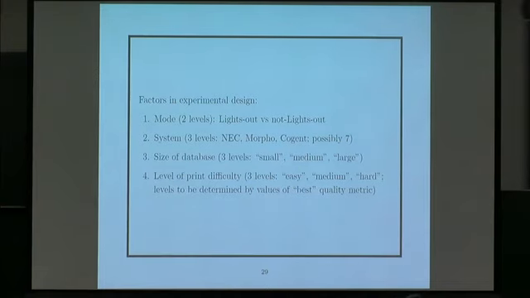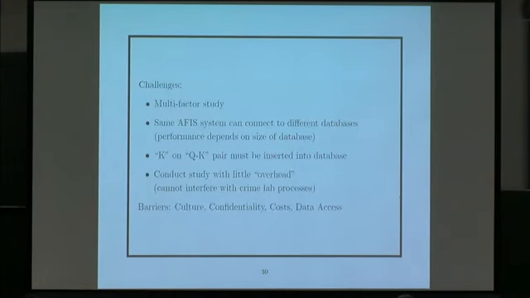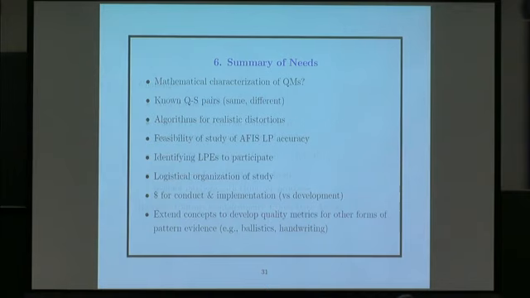There would probably be 2 modes, a lights-out versus a not lights-out type of system. These are the 3 biggest ones: size of the database, and level of print quality, easy, medium, and hard. And of course that kind of depends on what the value of the metric was itself. I think I've talked about some of those barriers already.